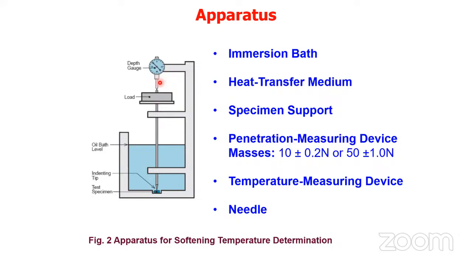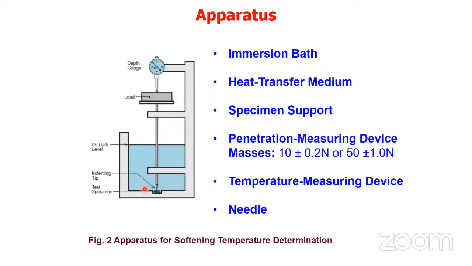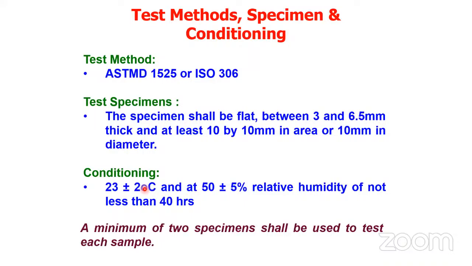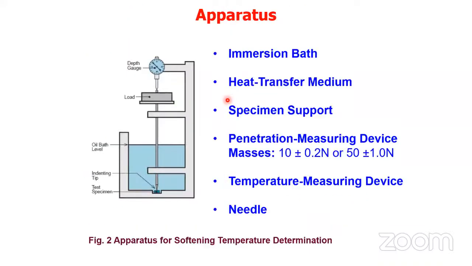After increasing the temperature of this oil bath, obviously your polymeric material will get soft as we increase the temperature. The temperature at which your indenting tip reaches a depth of 0.4 inch, as we have mentioned here, that temperature we record as the Vicat softening point. So this is about the test and test procedure.